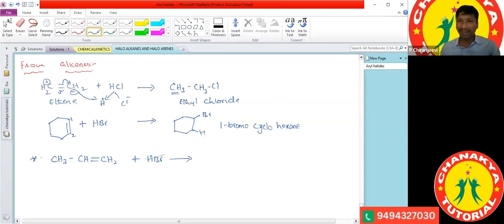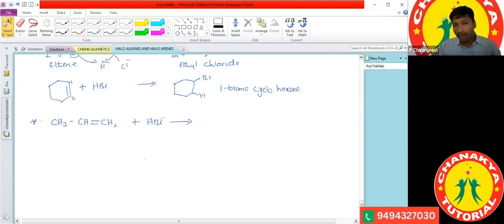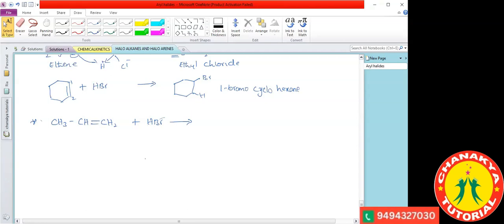Samhita is doing Markovnikov's rule. Samhita, what is meant by Markovnikov's rule? Can you please explain? Sir, when the double bond breaks, the hydrogen attaches to the carbon which has the least amount of hydrogen. Hydrogen is going to attach, or bromine is going to attach? So, bromine. Bromine, because of negative ion.